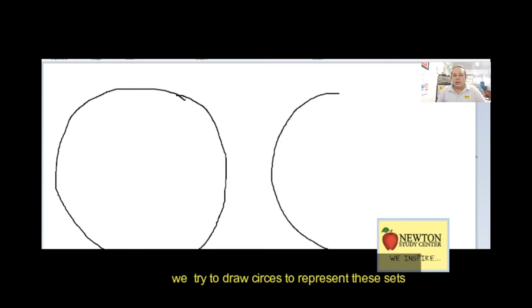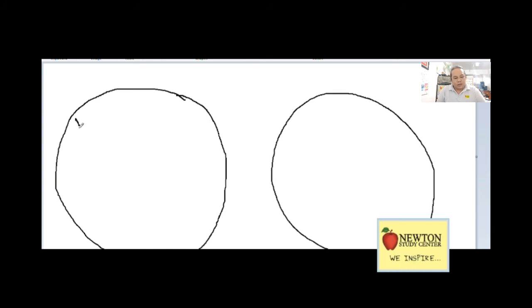So we try to label it. So this is your set of rational, and then the second set of irrational. So under the large circle or the large set of rational numbers, we have a smaller subset, and we could represent it as a smaller circle.